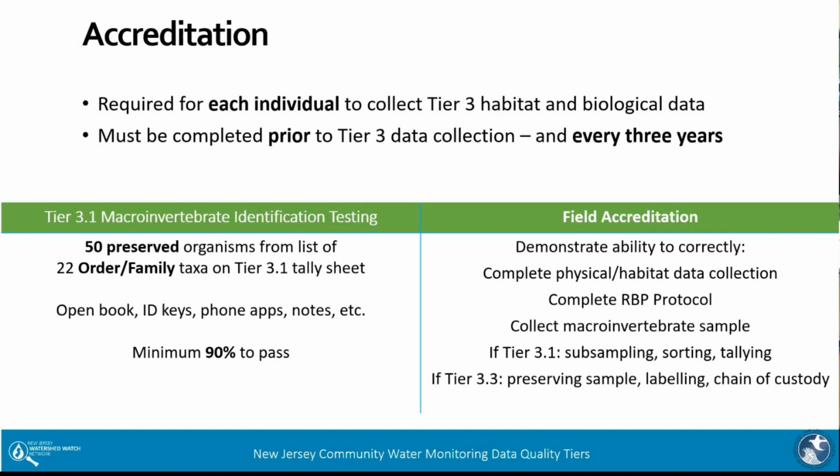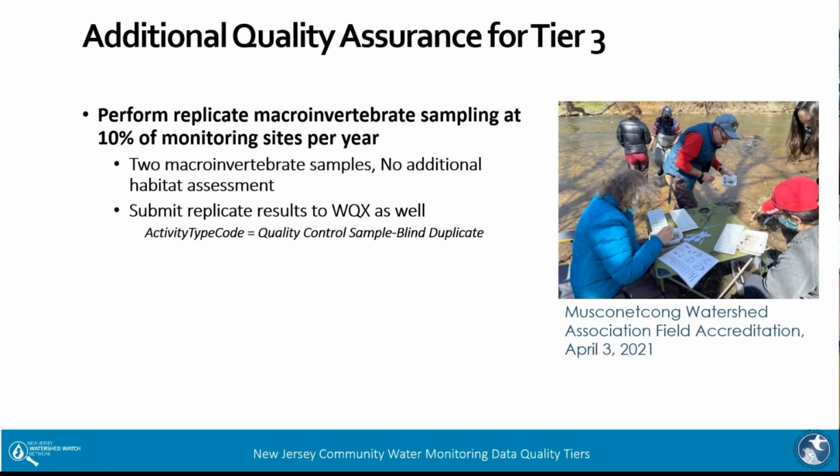And then on the right side there, the field accreditation, you need to demonstrate that you're able to correctly complete the physical and habitat part of the data sheet, the rapid bioassessment protocol, and collect the macroinvertebrate samples. In addition, at the tier 3 level, we require performing replicate macroinvertebrate sampling at 10% of the monitoring sites per year. So that means that 2 macroinvertebrate samples will be collected, but not an additional habitat assessment. This will make more sense as we are out in the field and can demonstrate that.